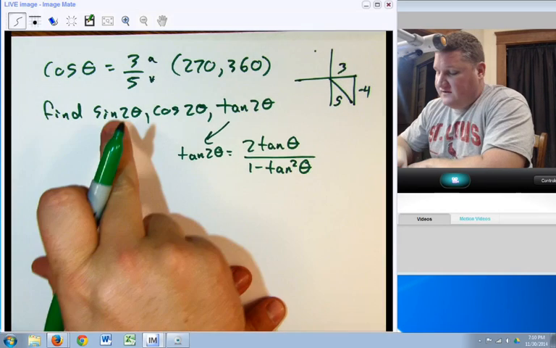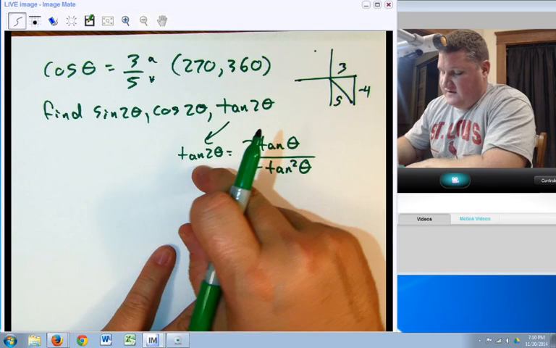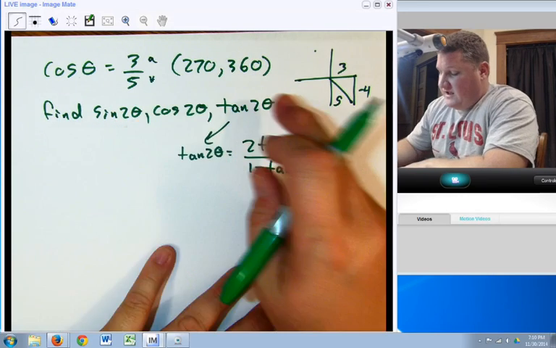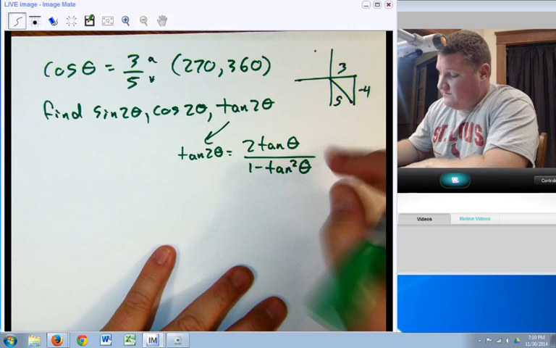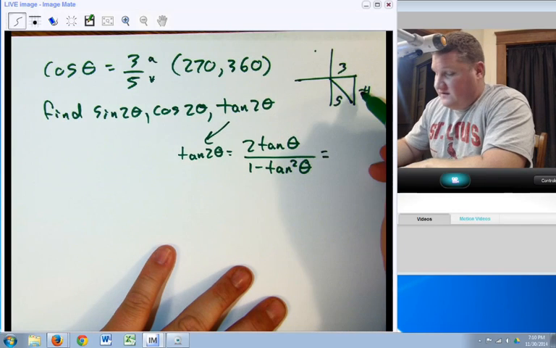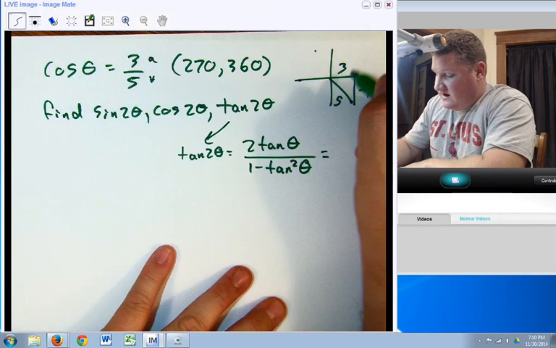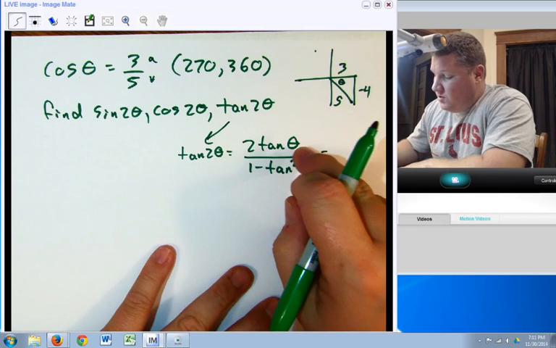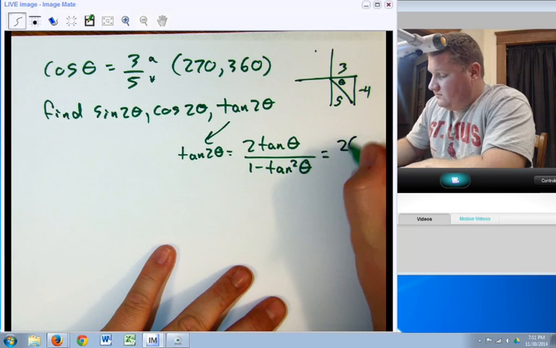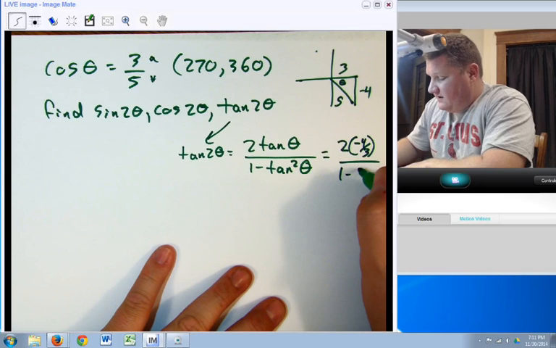Now, they want me to find sine 2 theta, cosine 2 theta, and tan 2 theta. Well, I'm just going to do tan 2 theta because I already showed you sine 2 theta. And tan of 2 theta equals 2 tan theta over 1 minus tan squared theta. With that, once I have a triangle, I can easily say the tan of theta, because this is theta, that's what it's built off of. I don't know what 2 theta is, but I do know what 1 theta is. 2 times negative 4 over 3, over 1 minus negative 4 over 3, the quantity squared.